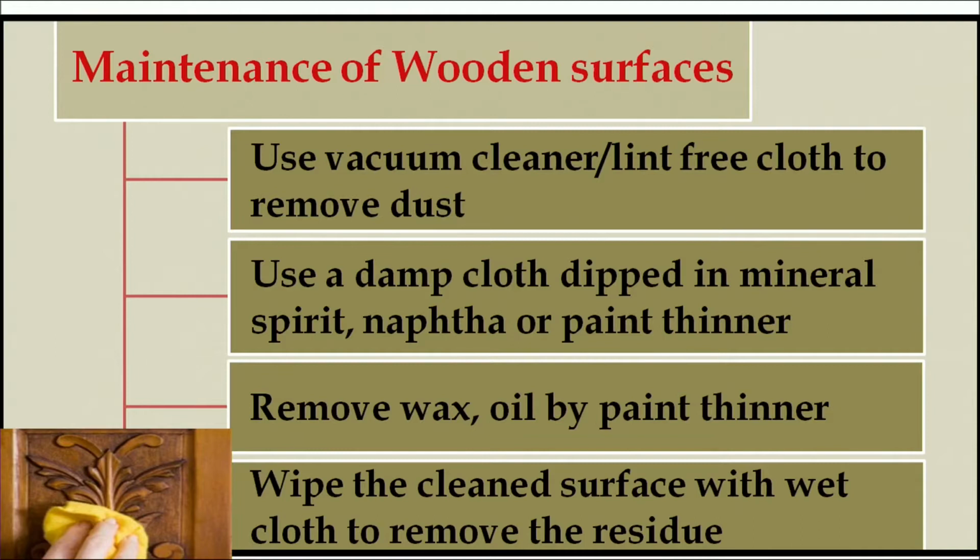Wax can be removed from the wooden surface by using paint thinner. Similarly, oil can be removed by using paint thinner as well. Now you need to wipe the clean surface with a wet cloth to remove the residue that can be present in the wooden surfaces. Now let's discuss how we can clean different woods in different manners.